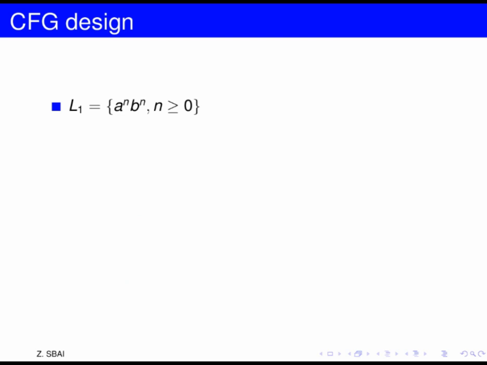Let's now apply what we have learned to design a context-free grammar for the language L1. Language L1, recall that it's in the first slides, is the language of the strings composed of a list of A followed by a list of B, where the number of A equals the number of B.